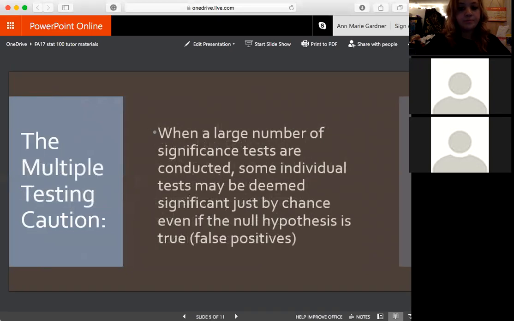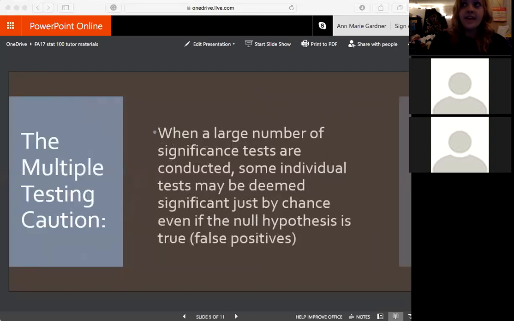Something else to be cautious about is not necessarily the size of the sample, but how many tests you're doing. When you have a large number of significance tests conducted, you have to keep in mind that some of those individual tests can be deemed significant by chance. This goes along with our p-value, the probability that something will happen by chance. When you take a bunch of tests and some of them are deemed significant, that could have been by chance, even if in reality the null hypothesis is true.